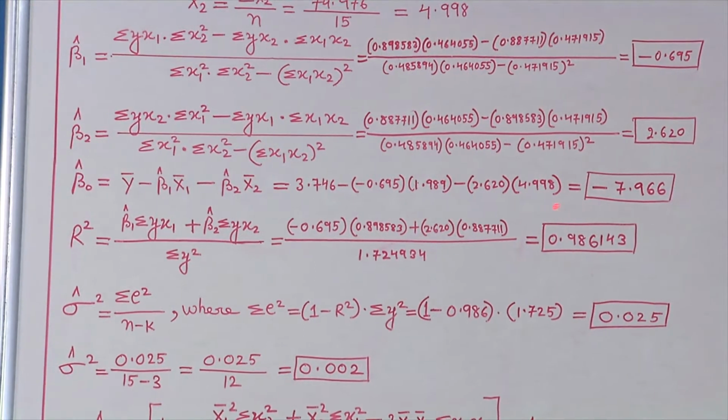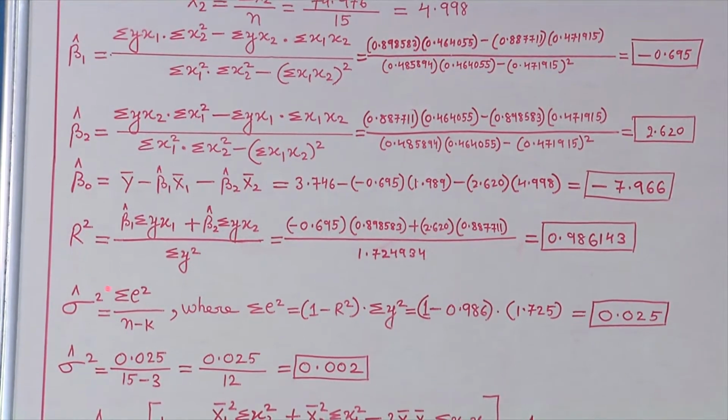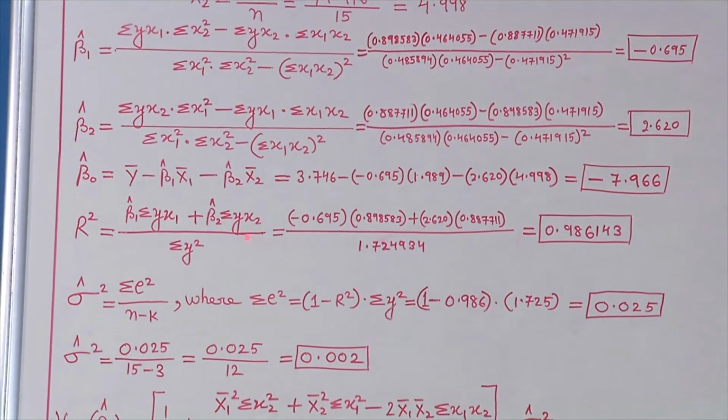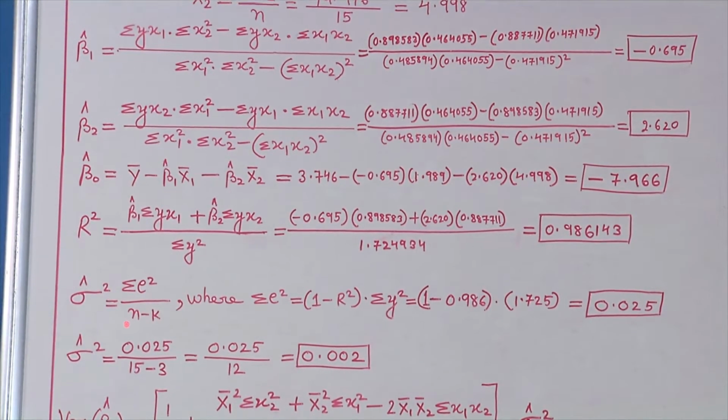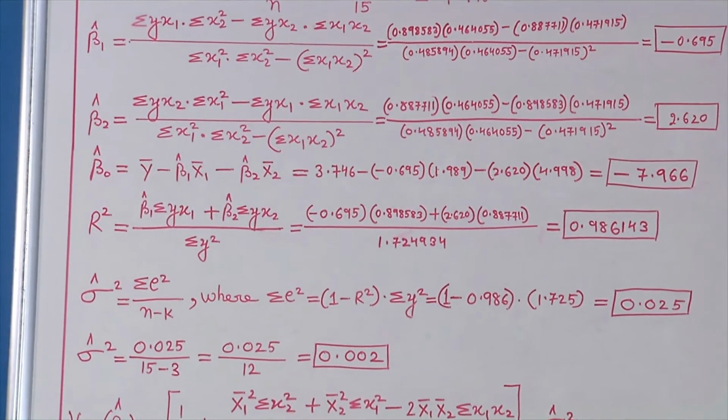0.986143. Now, we may calculate sigma squared hat, which can be calculated by using the formula the summation of e squared divided by n minus k. Here n is the number of observations, that is 15.